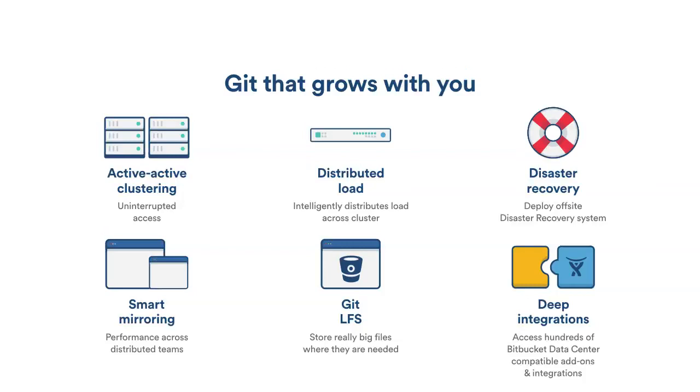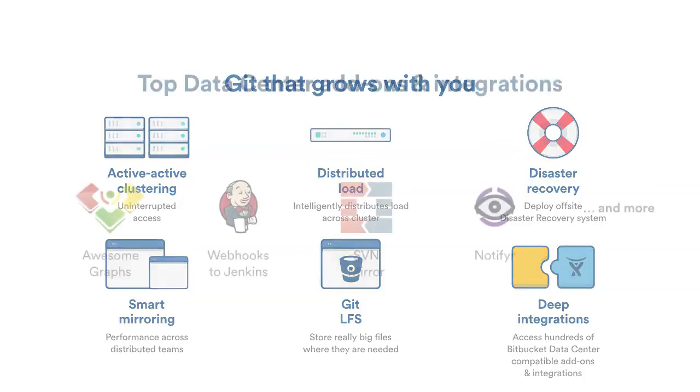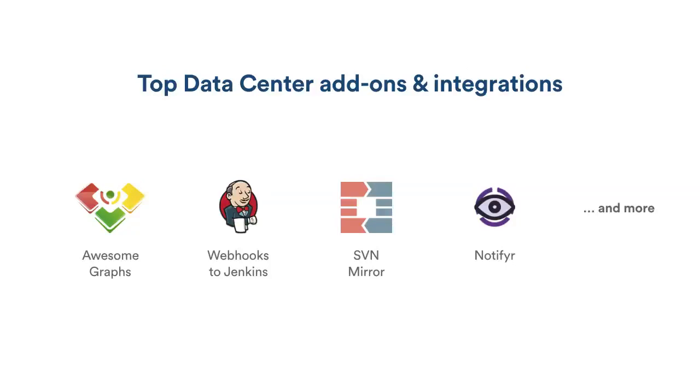And lastly, deep integrations. Integrate Atlassian tools like Bamboo and Jira Software for full traceability and continuous integration. Don't see an integration you want in the marketplace? Develop the integrations and functionality your team needs using open APIs. Here's a look at some of our most popular Bitbucket Data Center integrations.